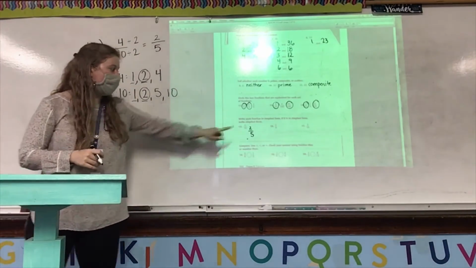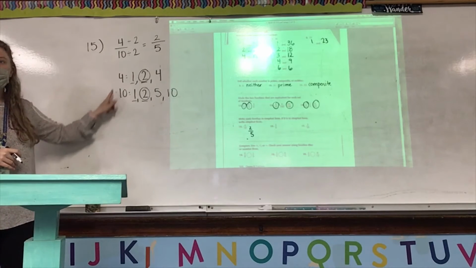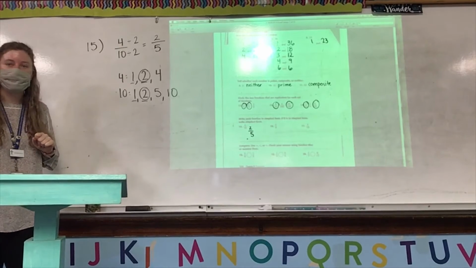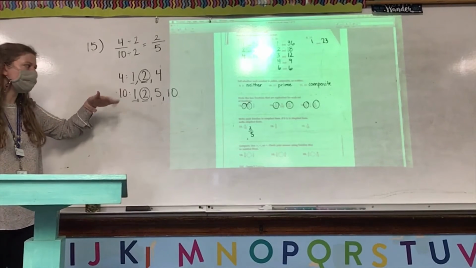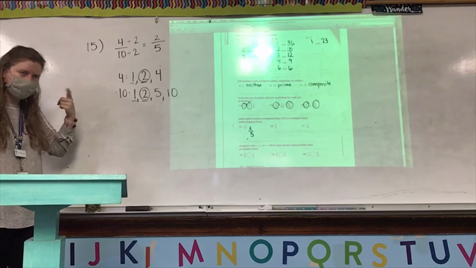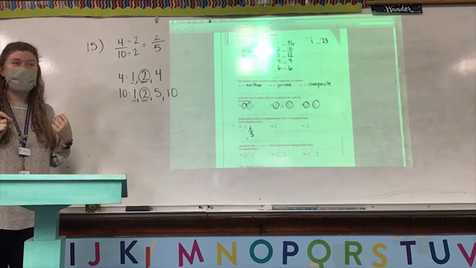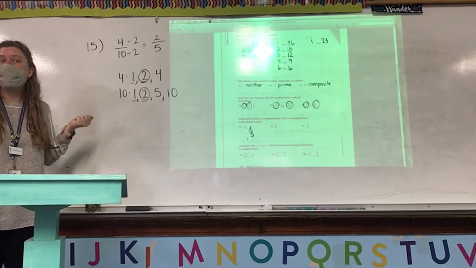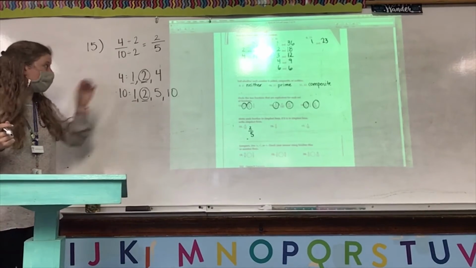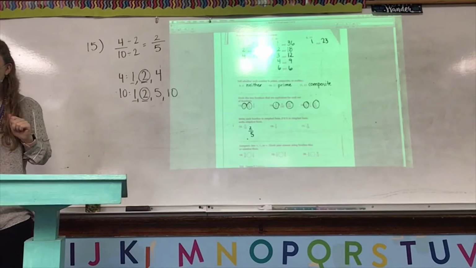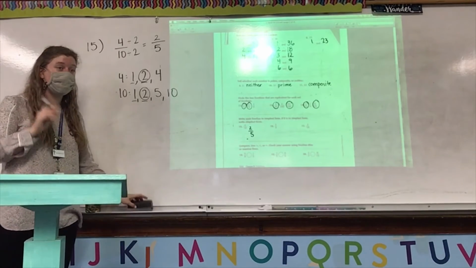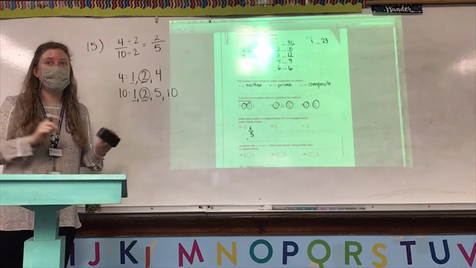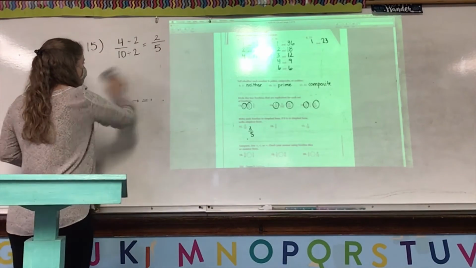But I'm telling you right now, most of these numbers are going to be numbers like this, where you can think really quickly. What are the factors? Oh, well, 4, 1, 2, and 4. 10, 1, 2, 5, and 10. Most of these fractions are just going to have like 3 or 4, maybe 5 factors. So if you did not put this for number 15 on your separate sheet of paper, you need to do it right now. And if you did not put it for number 15, you probably didn't do it for number 16. So you need to be ready to do it for number 16.